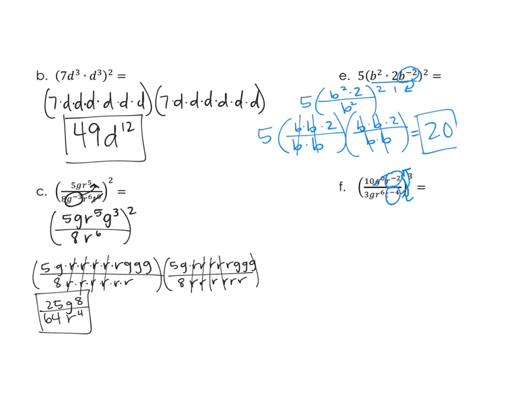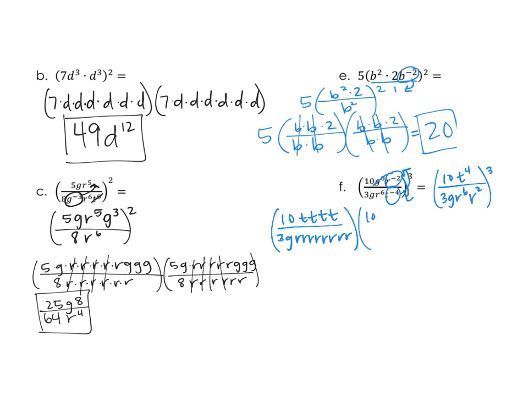So let's rewrite what we have. We have a 10 on top, and that t to the positive 4 is now on top. On bottom, we have a 3, a g, and r to the 6th. And now that r to the positive 2 has come down below. So let's write this completely out. We have a 10 with 4 t's on top. We have a 3, a g, 6 r's, and 2 more r's, and that set of parentheses is happening 3 times.